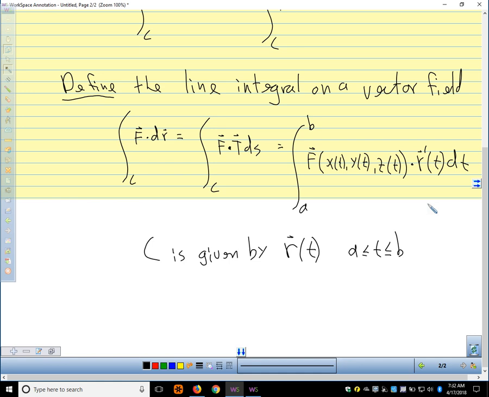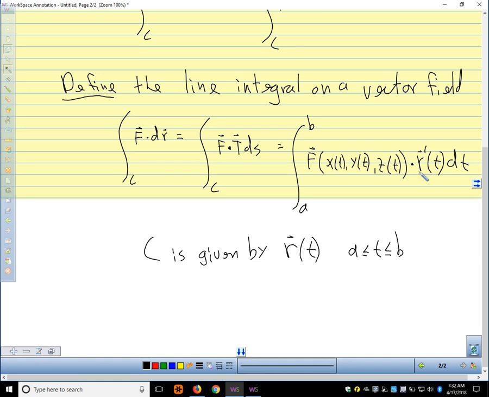So we parameterize our curve using a vector valued function. We represent our field in terms of the parameterization. So we get a representation of our field on the curve. And then we can evaluate this vector line integral.